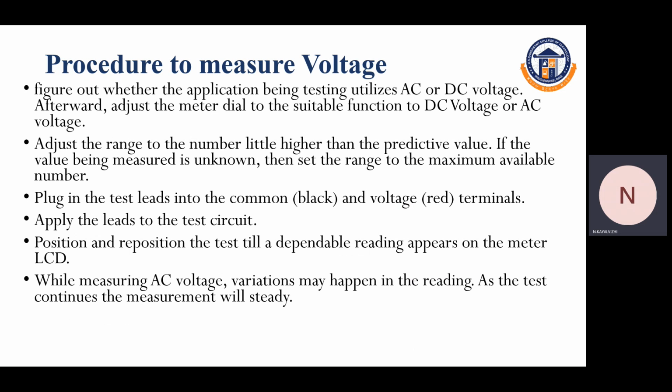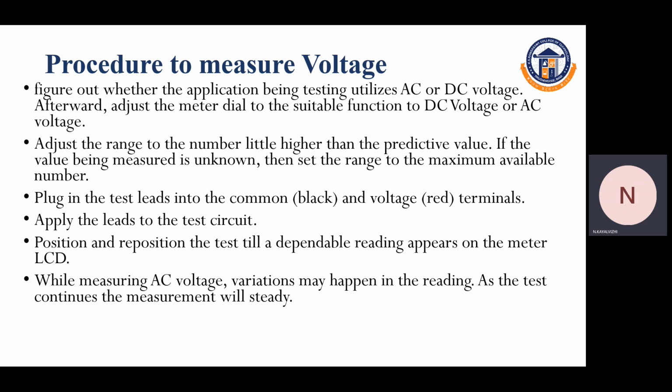And we have to adjust the range to a number a little higher than the predicted value. If we want to measure 300 volts, we have to select the switch at more than 300 volts. Then only it can measure up to 300 volts. So whatever the real value, we have to predict the value and accordingly choose the selection.